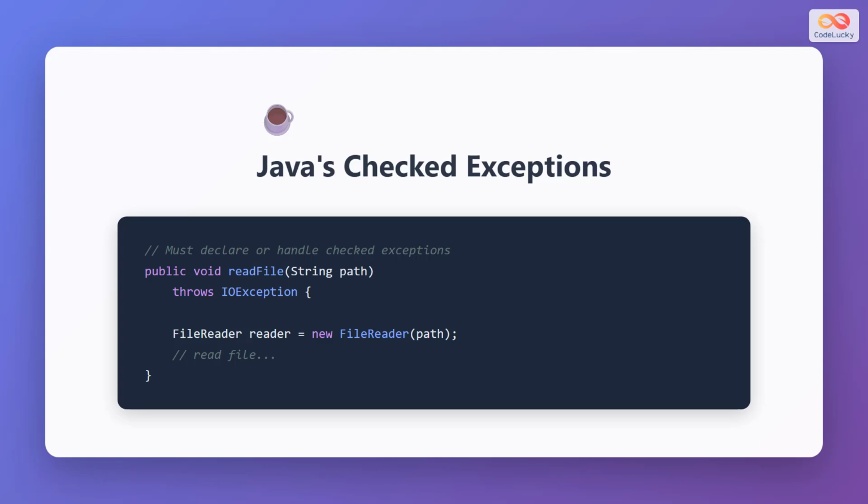Let's start with Java. In Java, certain exceptions are classified as checked exceptions. This means the compiler forces you to either handle them with a try-catch block or declare them in your method signature using the throws keyword. Here we see a method that reads a file. Because FileReader can throw an IOException, Java requires us to declare throws IOException in the method signature. If we don't, the code simply won't compile.